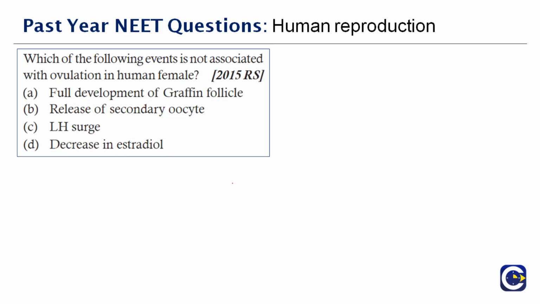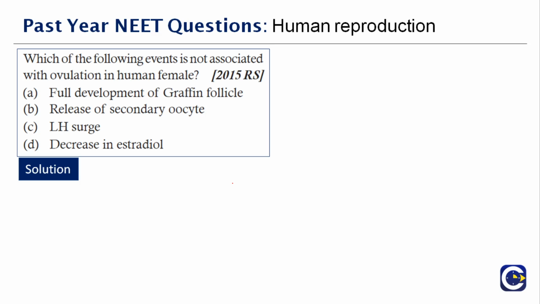Next question here. Which of the following events is not associated with the ovulation in the human female? Now you have to analyze the statements here. I think the question is very easy for you. Full development of the Graafian follicle, okay. Release of the secondary oocyte, okay. LH surge, okay. So the decrease in the steroidal, that is the decrease in the estrogen level, is what is not associated with the ovulation of the female reproductive system.